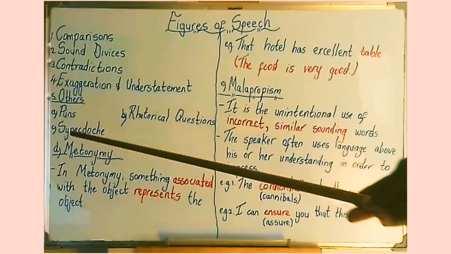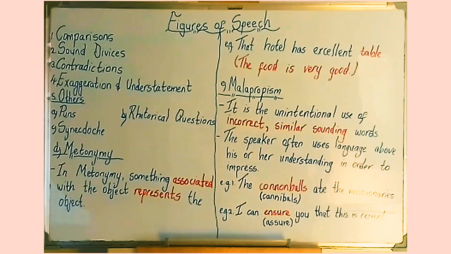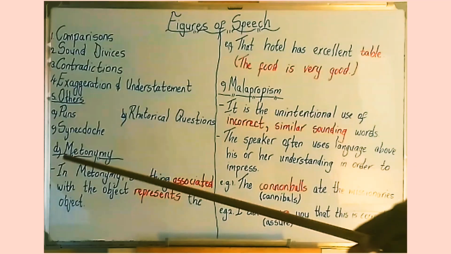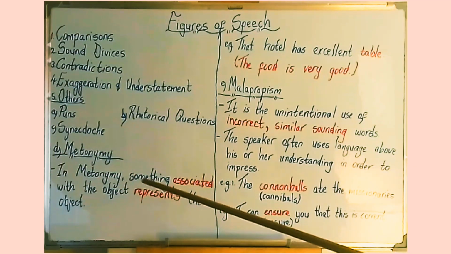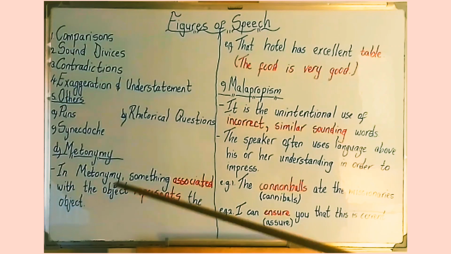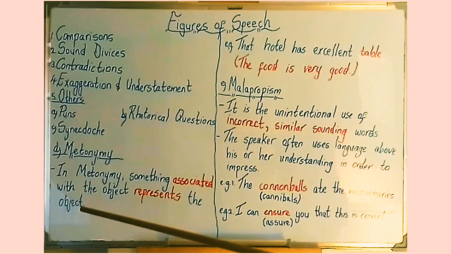Then we learned about letter C, which is synecdoche. And we said in synecdoche, a part is used for a whole, or a whole is used for a part. Today we are learning about letter D, which is metonymy. In metonymy, something associated with the object represents the object.